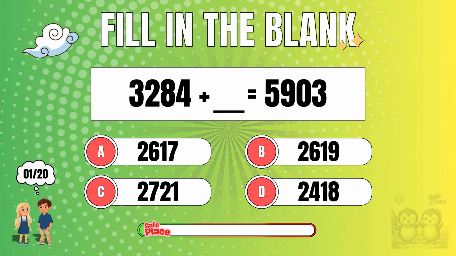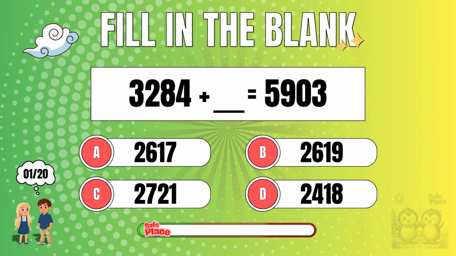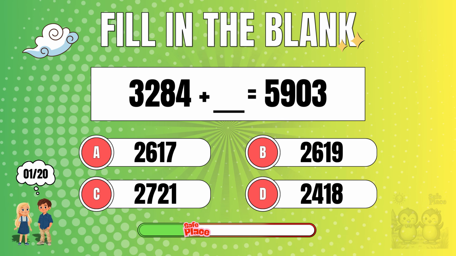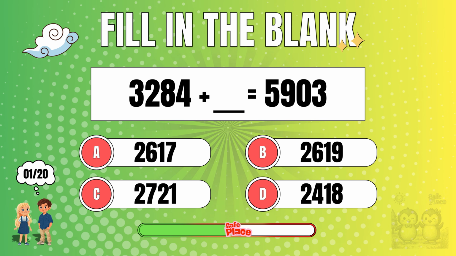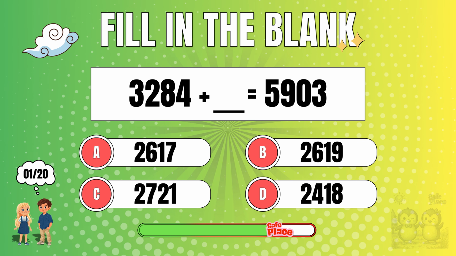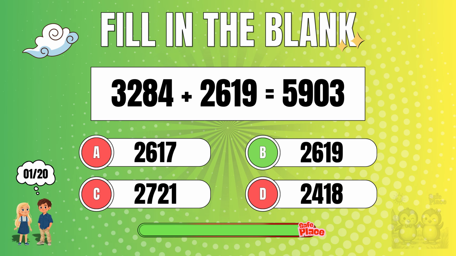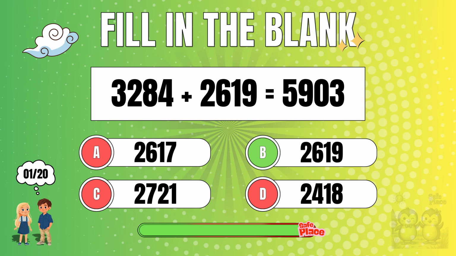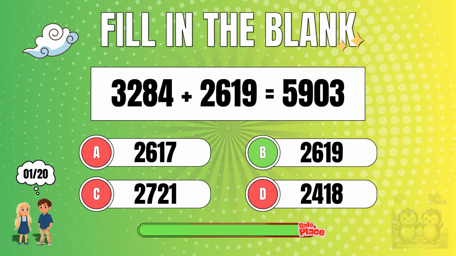Let's start with 3,284 plus blank equals 5,903. You can use a pen and paper, but no calculator. Three, two, 1. The missing number is 2,619. 3,284 plus 2,619 equals 5,903.